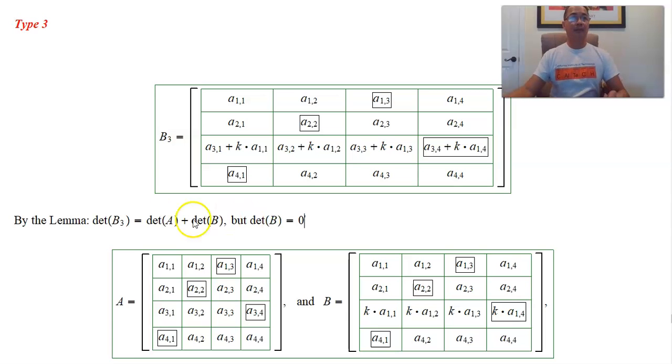So therefore, the determinant of B3 is exactly the same as the determinant of A. So the bottom line is a type 3 row operation or column operation does not change the value of your determinant.